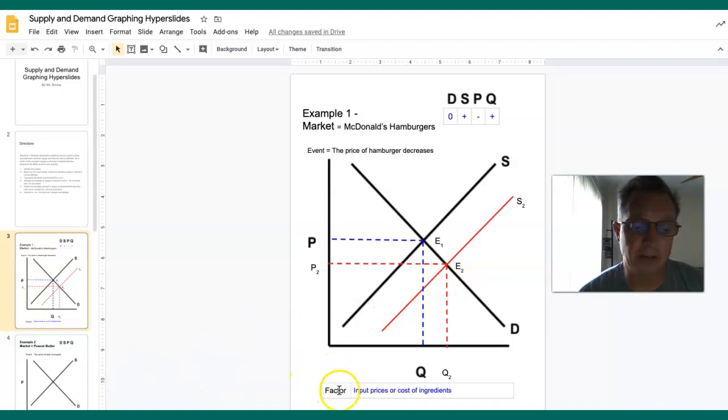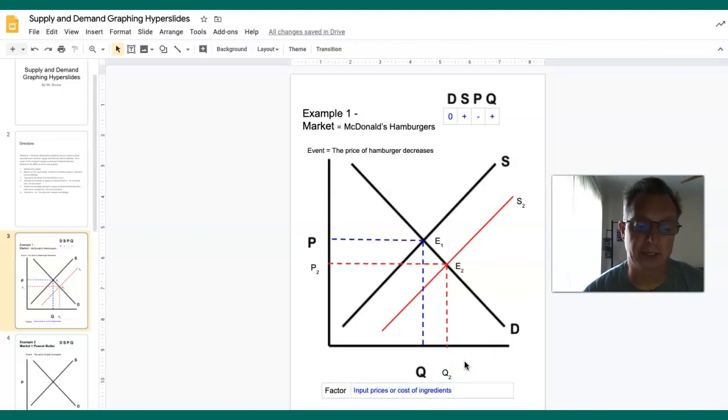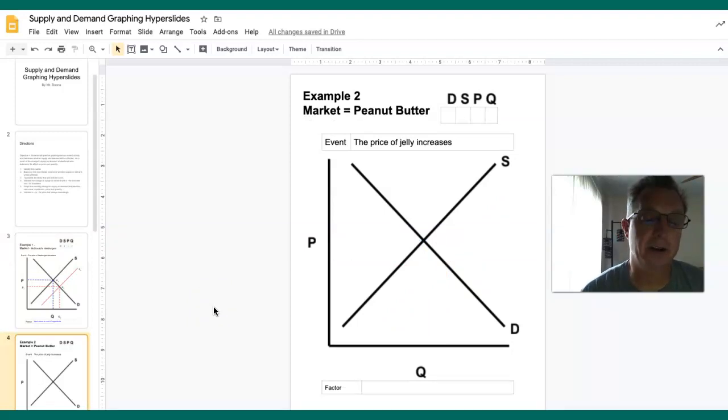The only other thing that you need to make sure to include is the reasoning behind your shift. And so down here you can see where I put in input prices or costs of ingredients. So that's one of the factors that can shift the supply curve, based on your notes from earlier in the week with respect to those supply and demand videos in the resources section of the chapter 4, 5, and 6 unit. So bear with me, I'm going to use the drawing tools on this Google slideshow just like you will be doing on your own examples on the following slides.